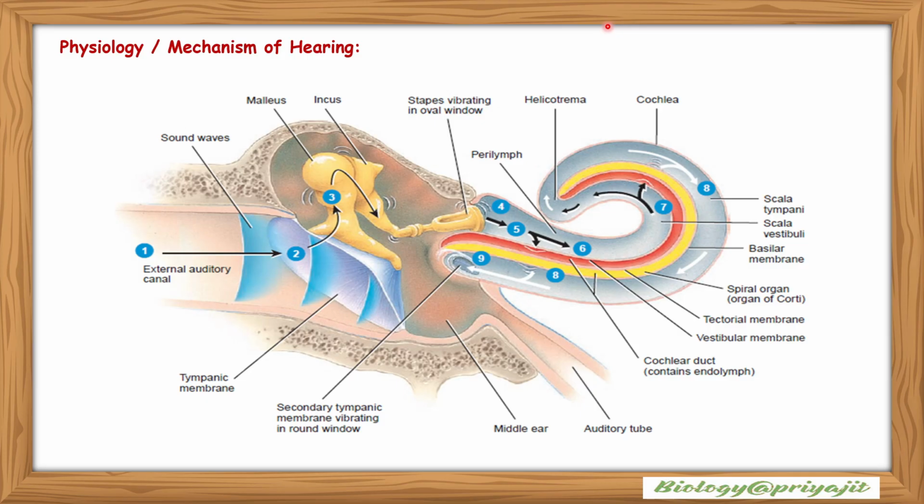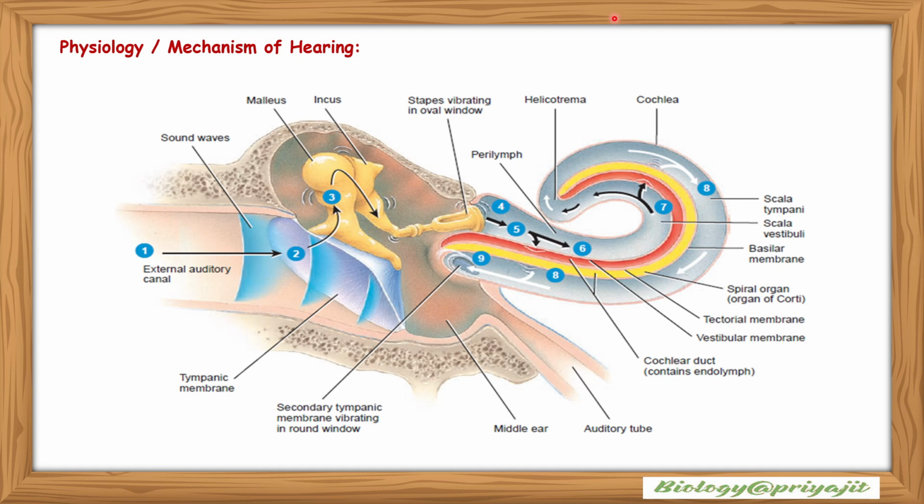The oval window: the stapes pushes against the oval window, sending vibrations into the inner ear fluid, perilymph. Then scala vestibuli, that is the upper chamber of the cochlea: vibrations travel through the scala vestibuli, which is filled with perilymph fluid. Basilar membrane movement: vibrations move the basilar membrane at specific locations depending on sound frequency, high pitch at the base and low frequency at the apex.